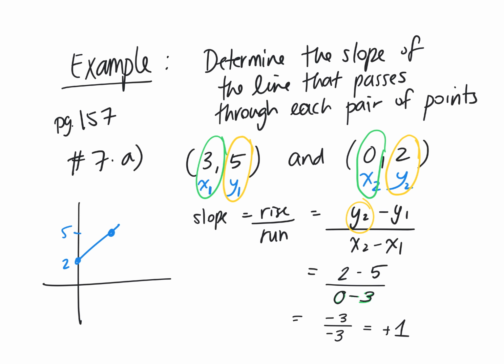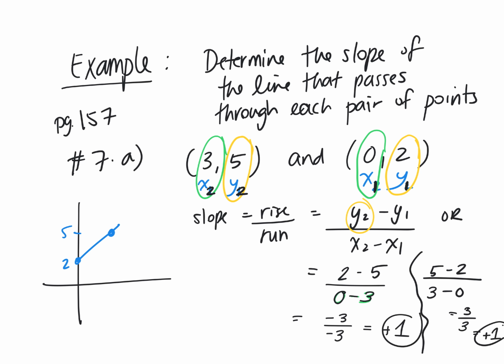If I did it the other way around, if I called this 2 and I called this 1, it does not matter. I could have done 5 take away 2 over 3 take away 0, as long as you're going in the correct order. What's 5 take away 2? What's 3 take away 0? What's 3 divided by 3? Positive 1. You get the same answer. It doesn't matter what order you do it in.